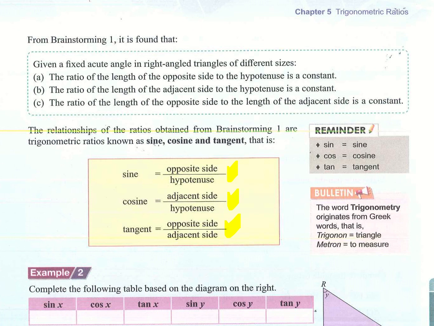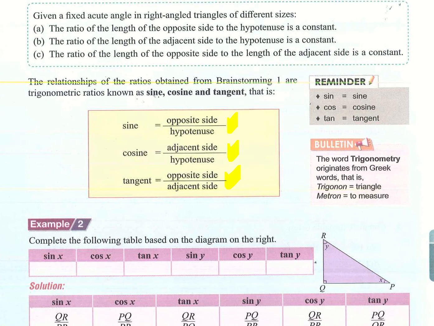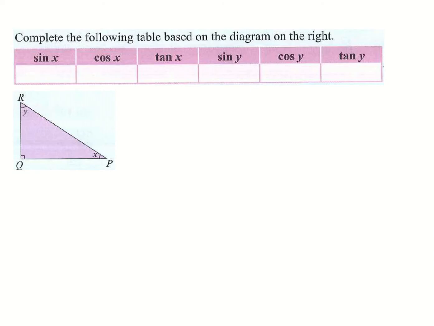Let's say I can put it like this. Sine equals opposite over hypotenuse, so people call it SOH. Cosine equals adjacent over hypotenuse, so CAH. Tangent equals opposite over adjacent, so TOA. So this is how we memorize SOH, CAH, TOA. Okay, example.